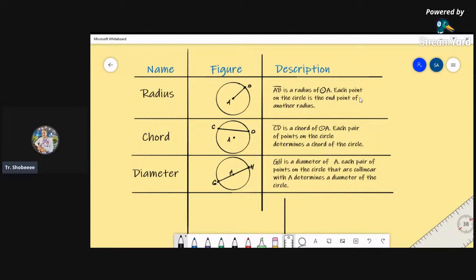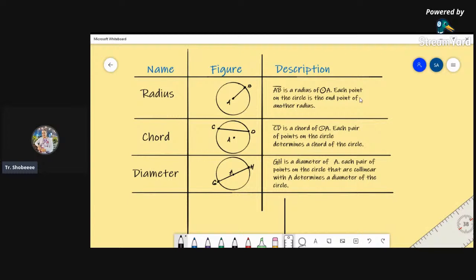Okay, so for the first one, the radius, we heard that earlier. We know that radius is the distance between the center point and a point on the circle. For this figure, our center here is A. And in a circle, whatever the name of the center point is, that is the name of the circle. Since our circle has point A as a center, therefore, the name of this circle is circle A. So the description here says, line AB is a radius of circle A. As you can see, by definition of radius, it is a line from the center of the circle to any point of the circle.